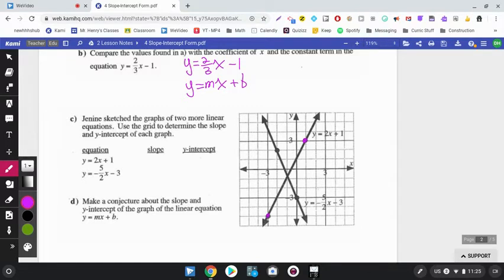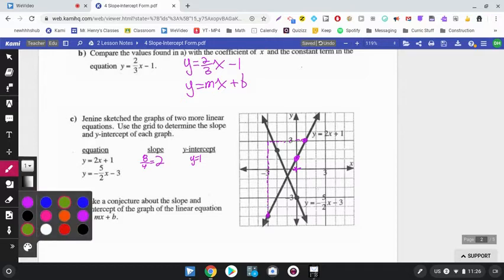I go up a whole bunch. Up 1, 2, 3, 4, 5, 6, 7, 8 over 1, 2, 3, 4. So my slope would be 8 over 4. Oh, that's just 2. My y-intercept, it's kind of in the middle, is, here's the origin. So 1. Y equals 1. Okay. Let's go to the next one.